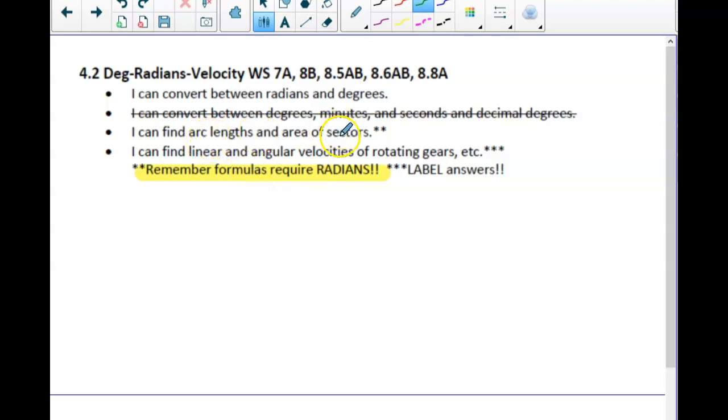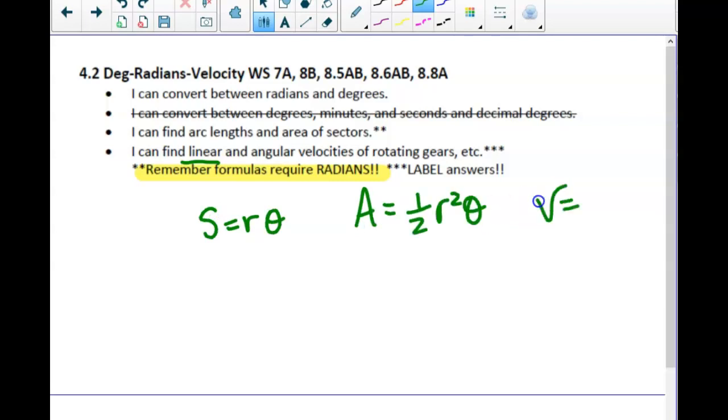deals with arc length, area of a sector, and angular linear velocity. It only has a linear velocity question. So S equals R theta, you'll have to know. It's on the reference sheet, 1/2 R squared theta, and this one is the one I use for angular velocity. All of those, whatever you're talking about, has to be in what? The theta, or even the angular velocity, has to be in radians.